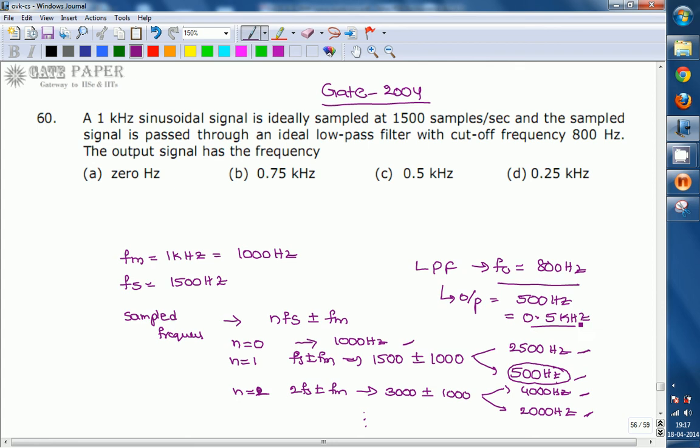Now the answer is 0.5 kilohertz. The correct option is C only.